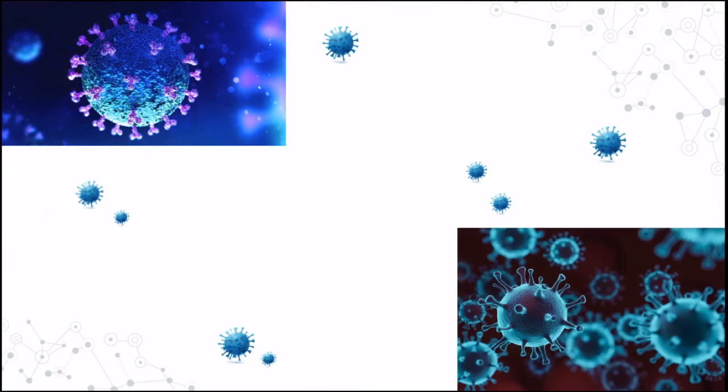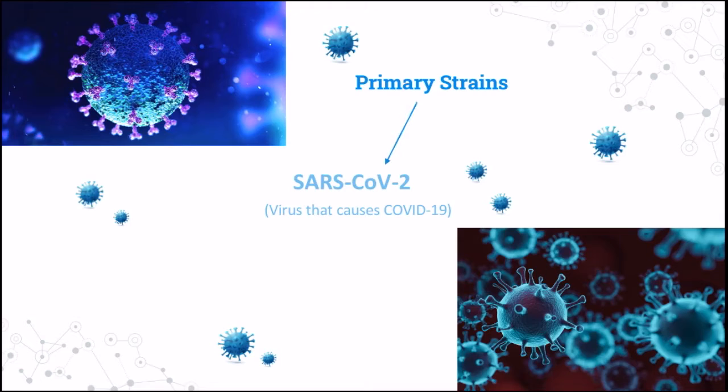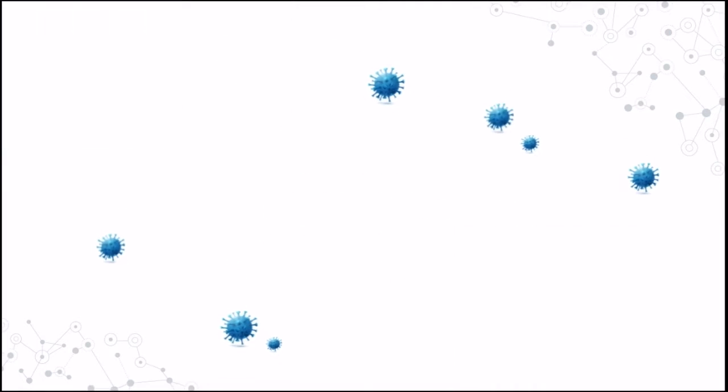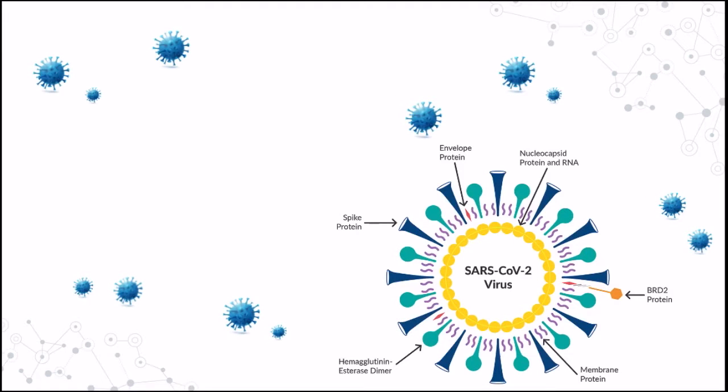Well, there are two primary strains, or in other words, mutations of the SARS-CoV-2 virus, which causes COVID-19. The first strain is labeled D614 and is found predominantly in China and other parts of Asia. And the mutation, labeled G614, is typically found in Europe and Northern America. The difference in the two strains comes from a mutation on the S spike of the virus.